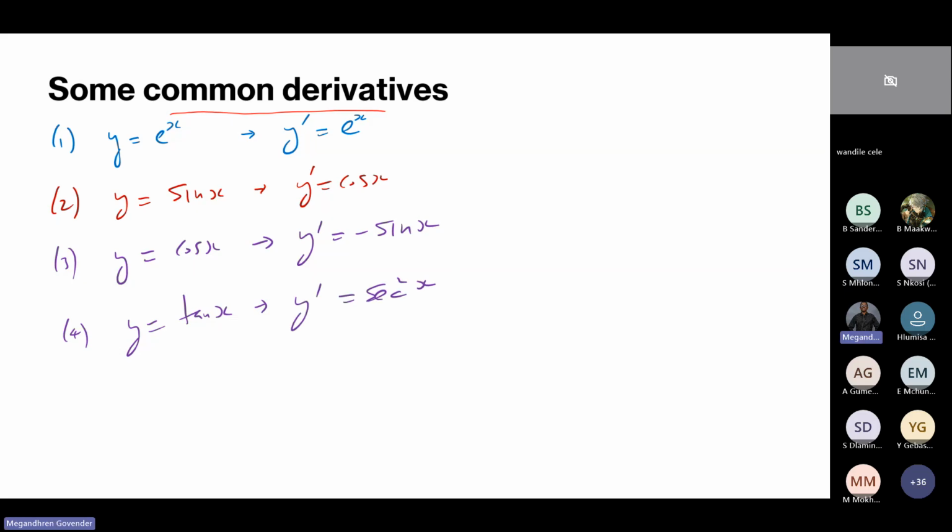It's a little bit more difficult. So that's x squared x. And you must be able to prove that. I'll show you that now. And then this one, y equals cot x.